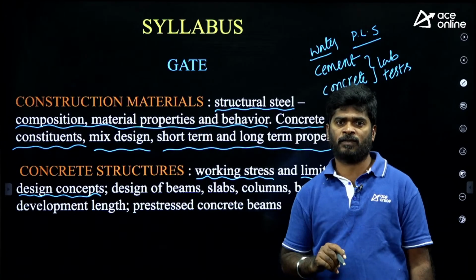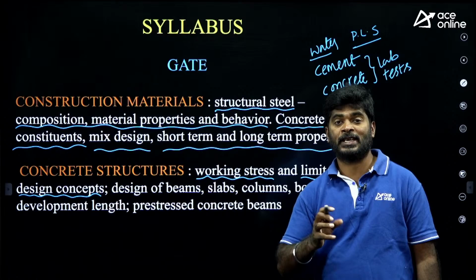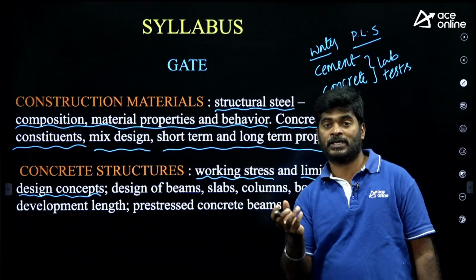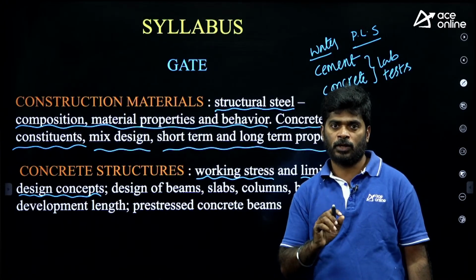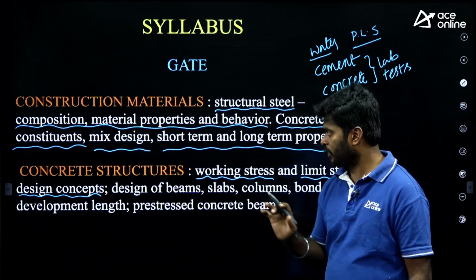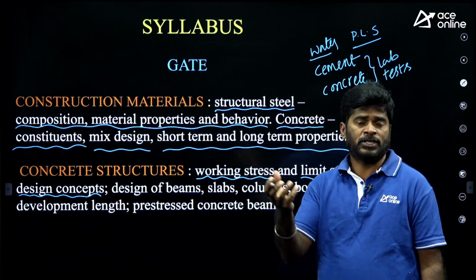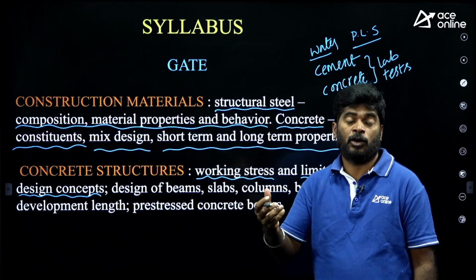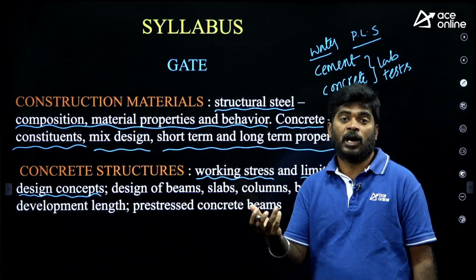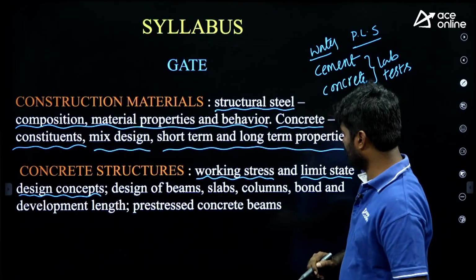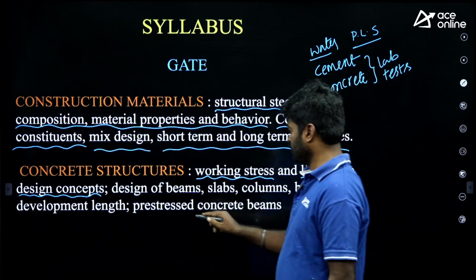What is the area of the column? What is the area of the footing, or what is the size of the footing, what is the size of the beam, or what is the depth of the beam? This type of questions you will expect. And another one related to design is area of steel. How much area of steel required in beam? How much area of steel required in column? How much area of steel required in footing? Like that. Next one, design of beams.